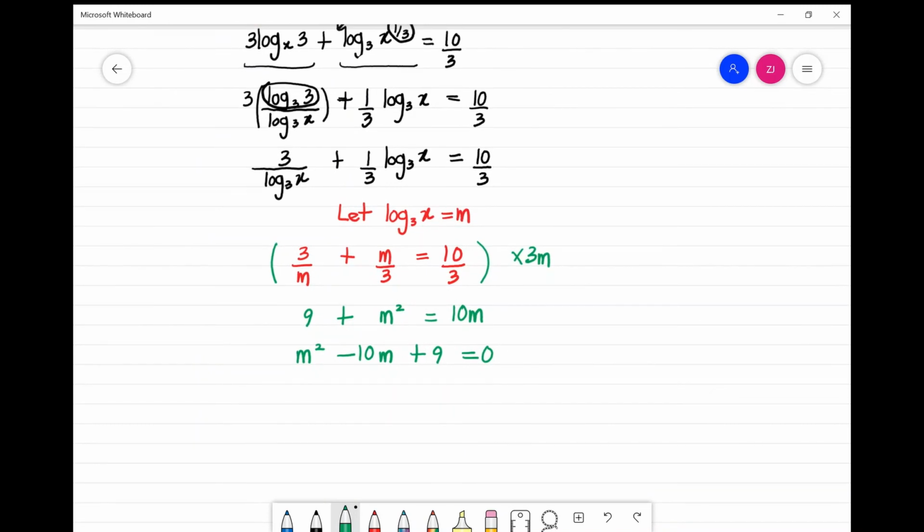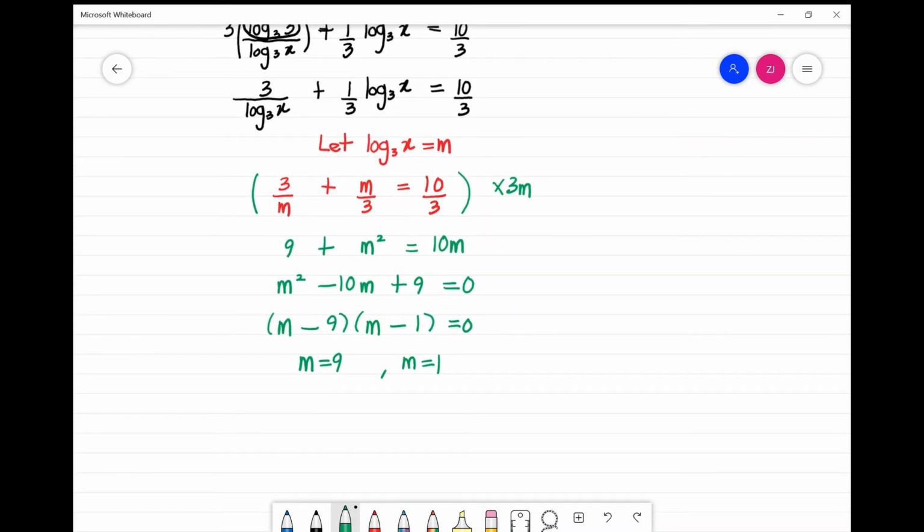For any quadratic equation, you need to show the method of the solution. We need to show either factorization, completing the square, or using the formula. In this case, because factorization is possible, the factorization must be shown clearly. So we have m equals 9, m equals 1. But we need the value of x, not m, so we replace back. Log base 3 of x equals 9, so x equals 3 to the power 9. And log base 3 of x equals 1, so x equals 3 to the power 1.